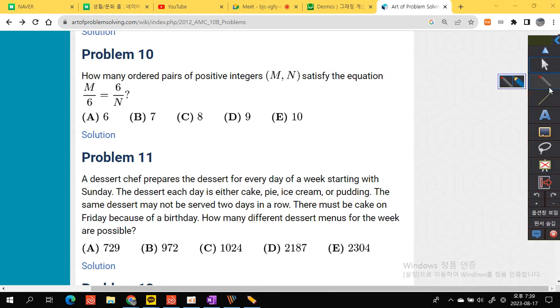And for number 10, m times n is 36, and when you think of the prime factorization of 36, the number of factors is 9, and so that means we can make 9 ordered pairs.